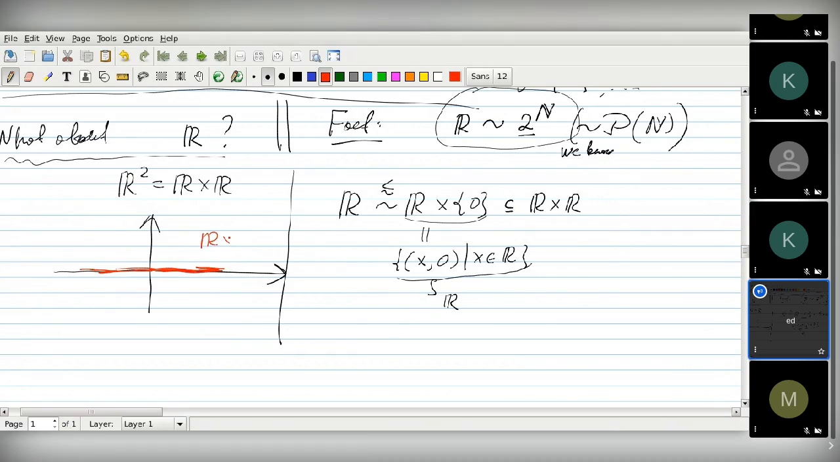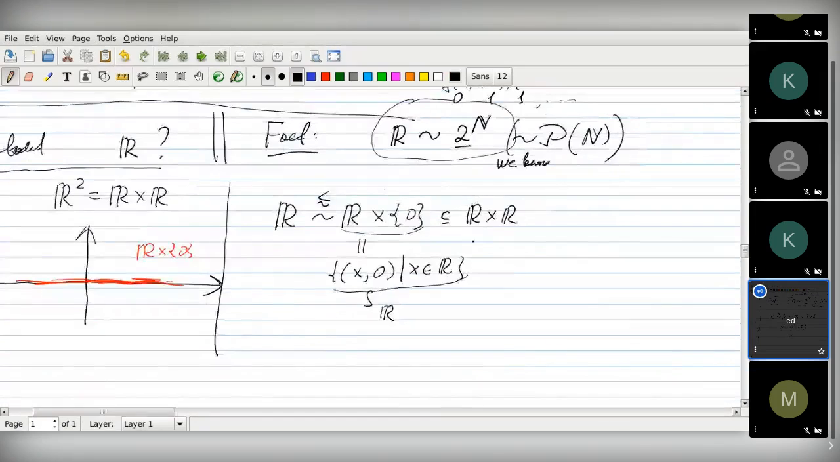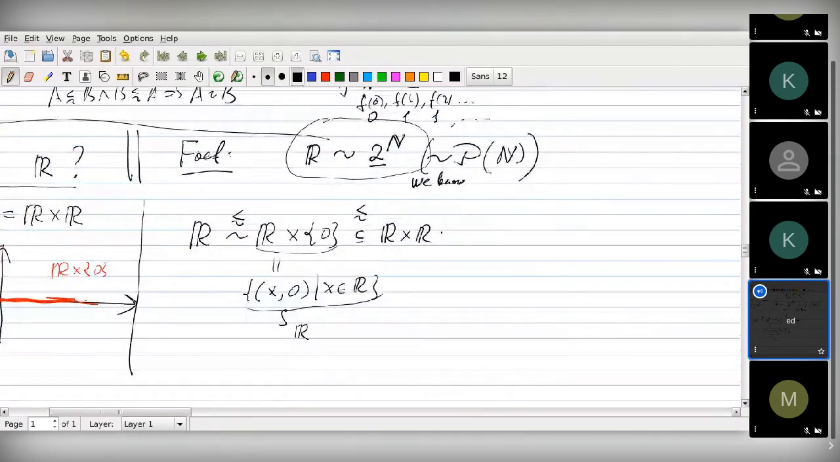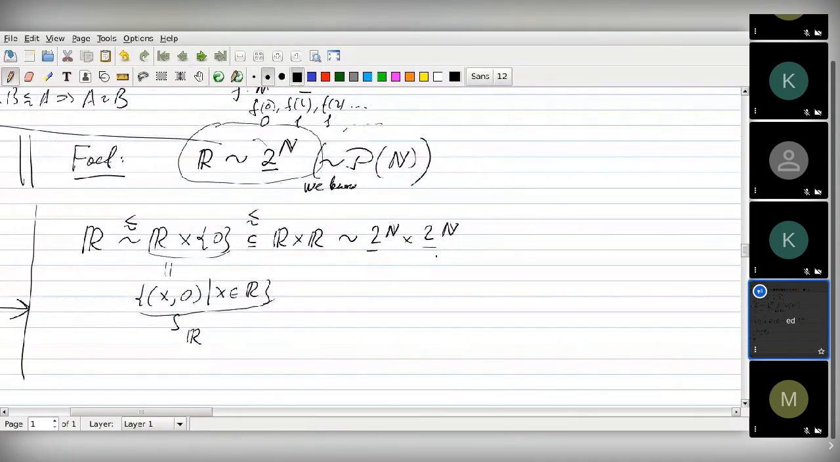Is it clear? X is whatever and y is 0. Yes. So it is a subset of the plane. If it is a subset, it is embeddable. But what is the plane? We know that R is equivalent to this set, but that means that the product is equivalent to this product.